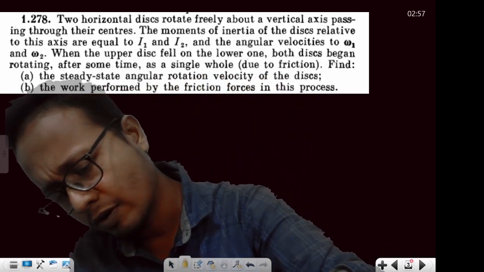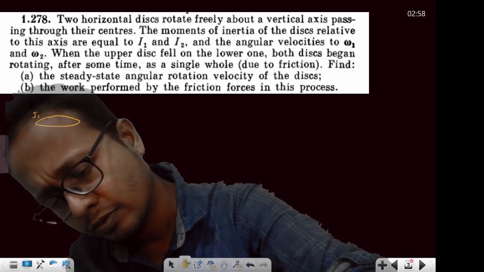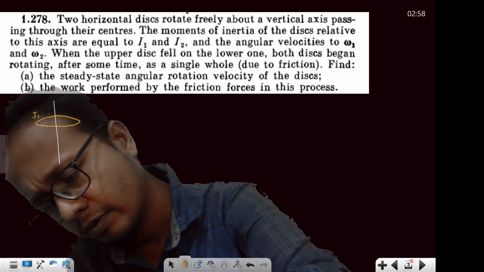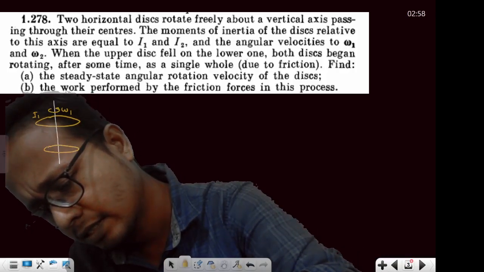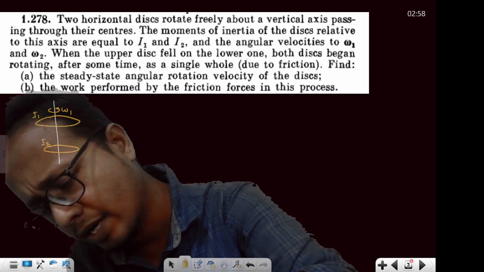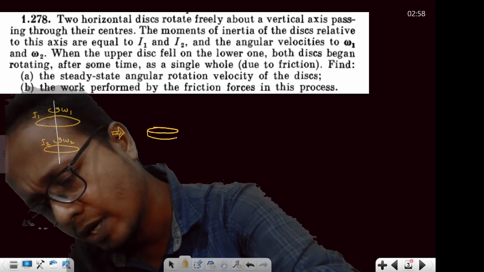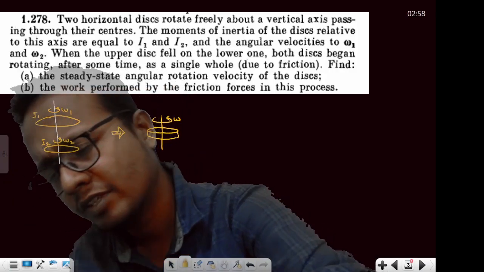So one of the disks of moment of inertia I1 is rotating with angular velocity omega 1. This is the axis of rotation. Another disk is I2 rotating with angular velocity omega 2. And when these two disks are put together, one and below it two, they start rotating with a common angular velocity. We have to find out the common angular velocity. So, conservation of angular momentum.